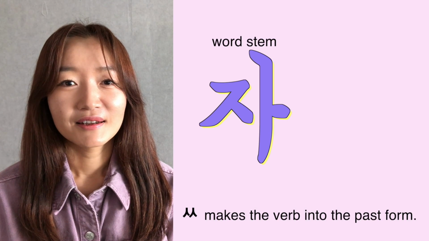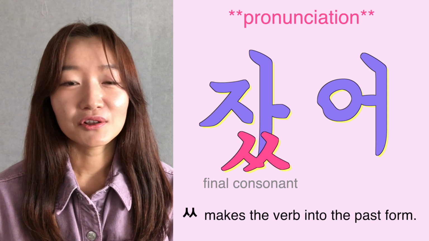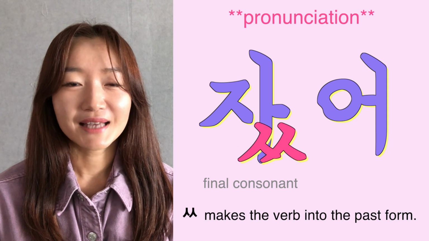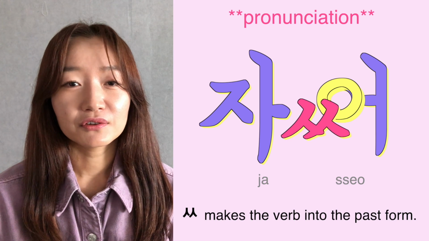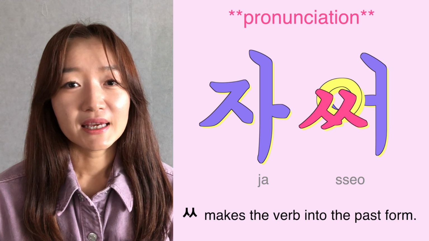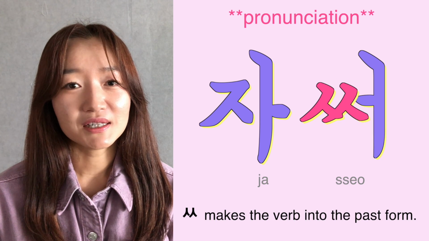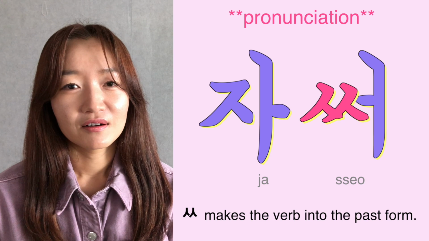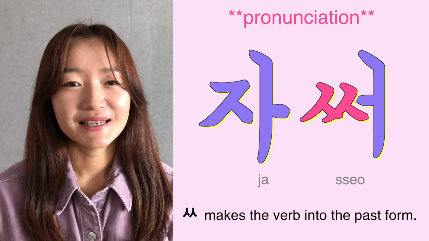So again, to make a verb past tense, we need to put the third character, which is 쌍시옷. Because the verb ending is a vowel sound, the third character 쌍시옷 is linked to the letter. So 써, it becomes 써. 잤어. Well, we call it 연음. It's a kind of linking sound.